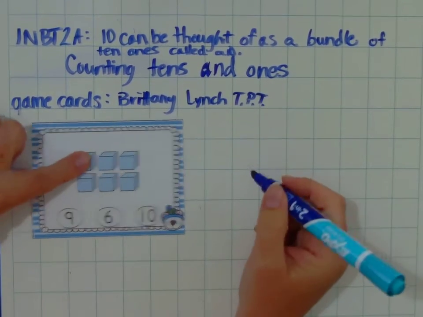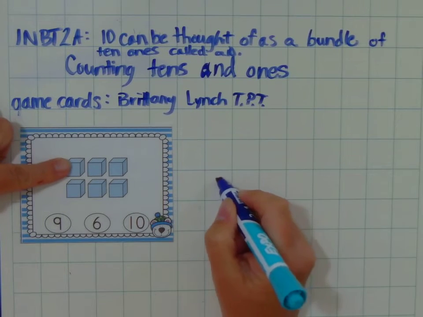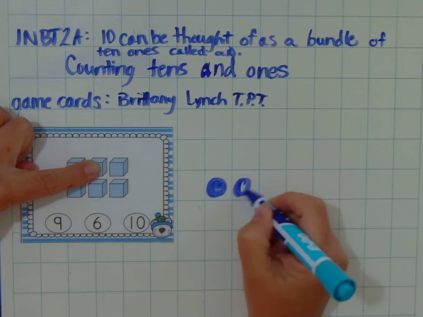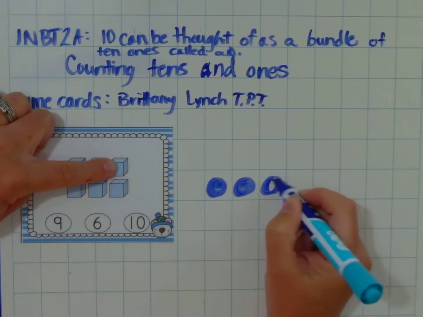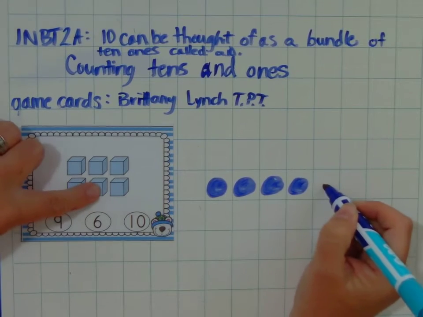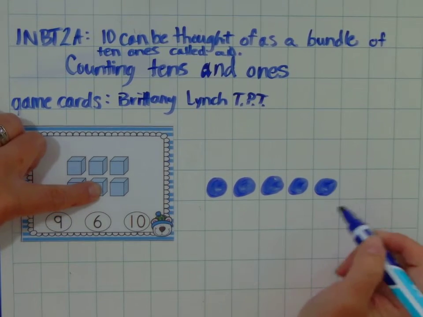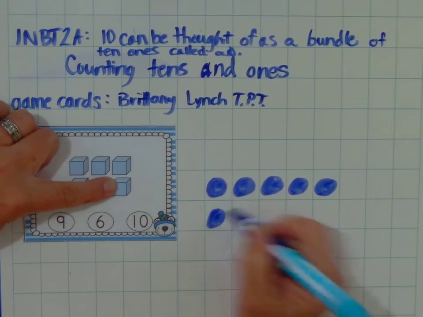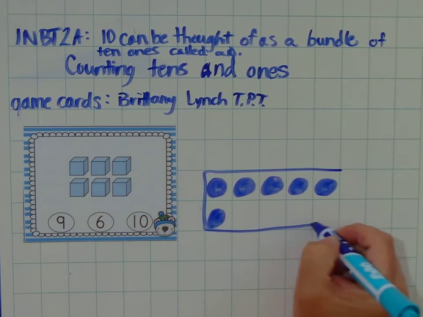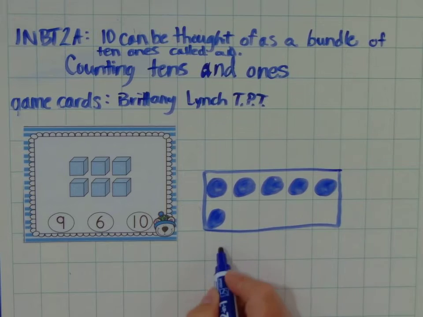Let's count them. Touch with me and draw on your board. 1 one, 2 ones, 3 ones, 4 ones, 5 ones, new line, 6 ones. I have 6 ones.